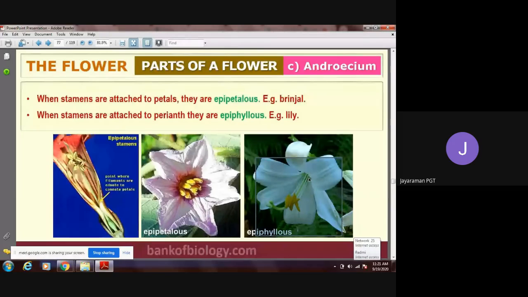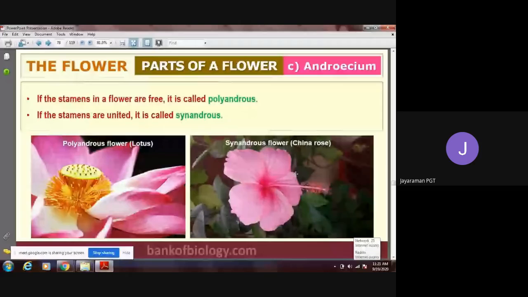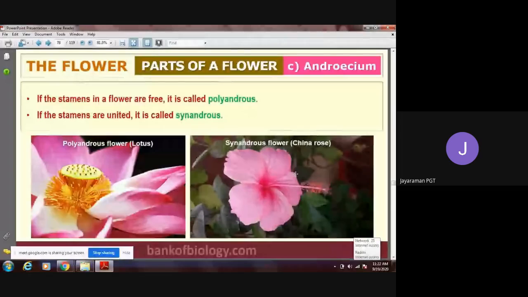Then stamens in a flower are free or attached: polyandrous or synandrous. Poly means already free, like the terms you come across, polysepalous, polypetalous. So now polyandrous. Polyandrous means the stamens are totally free. They're not touching each other, not united with each other. It is known as polyandrous. If the stamens are united, either the anther or the filament, anyway it is united, it is known as synandrous.